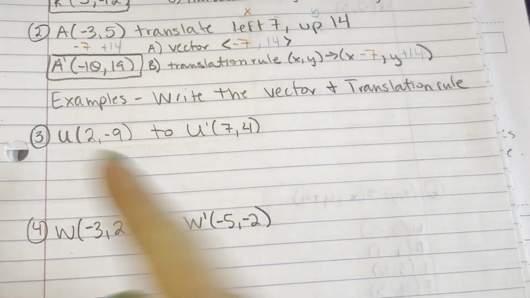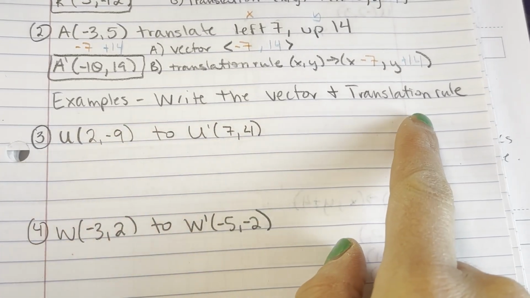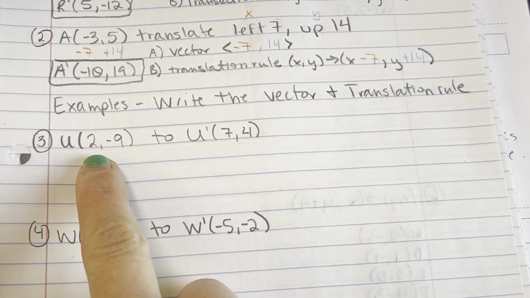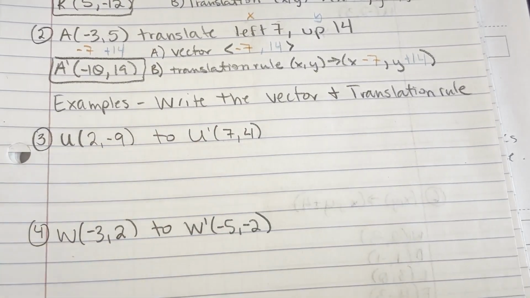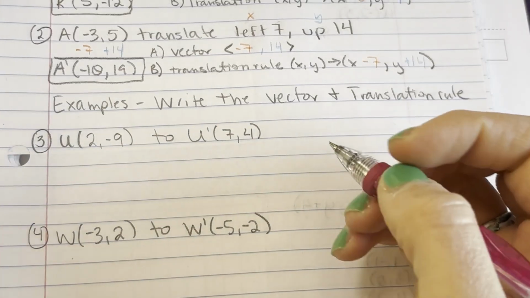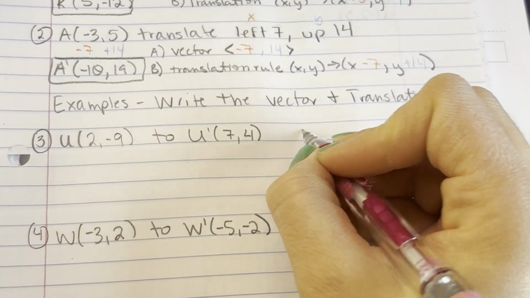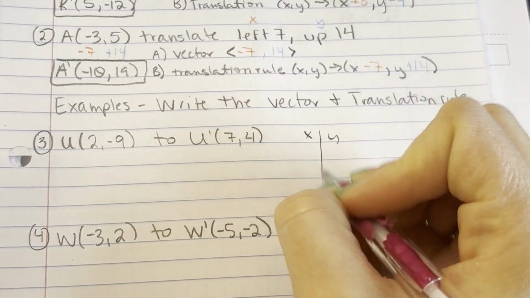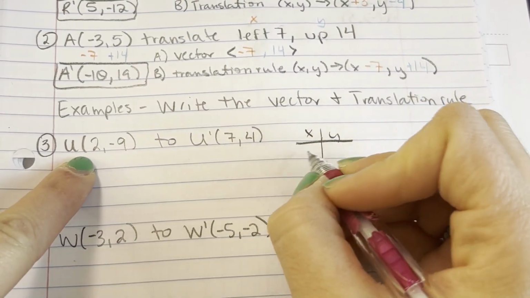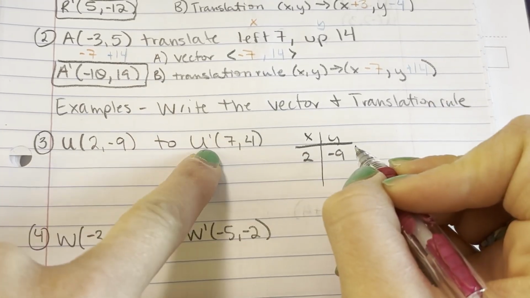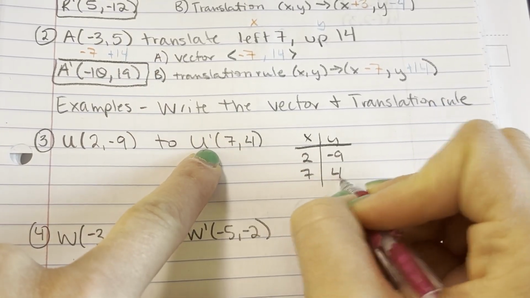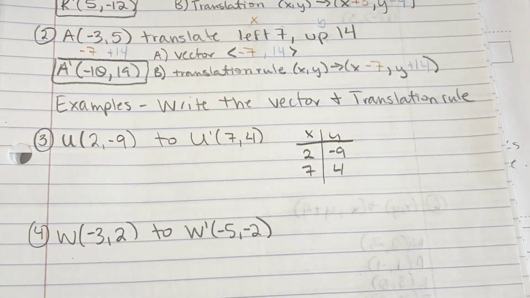All right, let's do some examples where we write the vector and translation rule of a given pre-image and image point. So bringing back some very, very old skills, right? I am going to make an XY table. I'm going to write U first. So I got 2, negative 9. I got U prime with 7, 4. I'm going to figure out what's happening on each of the sides.